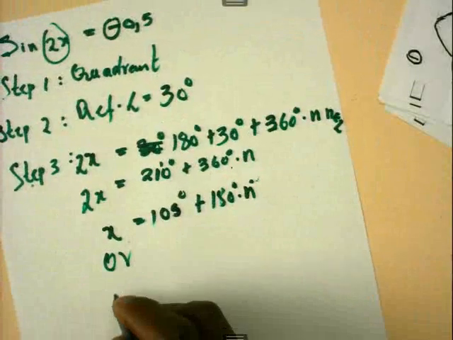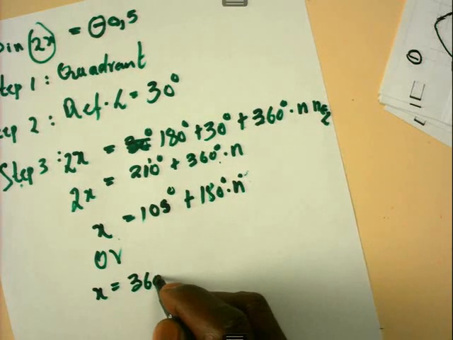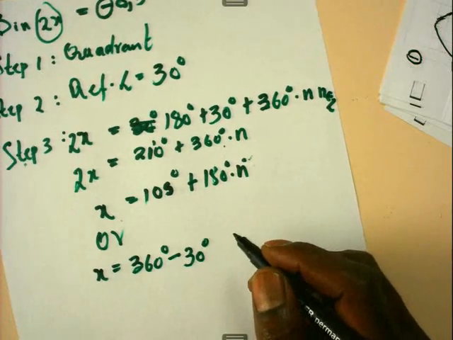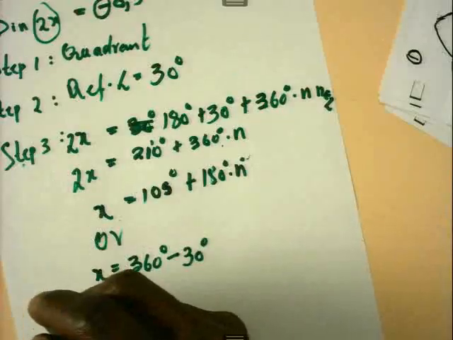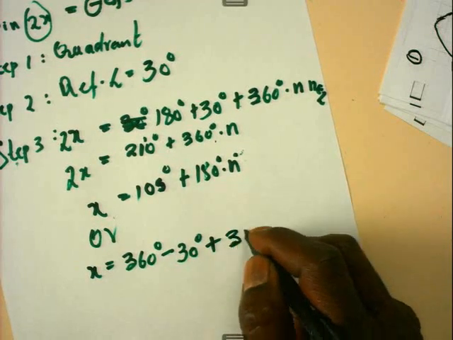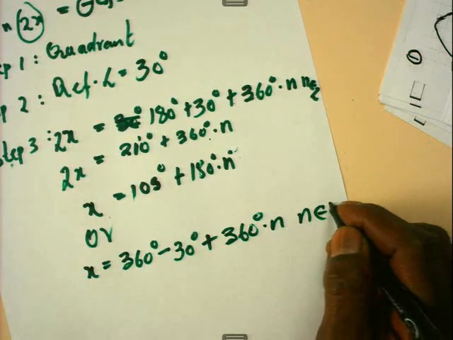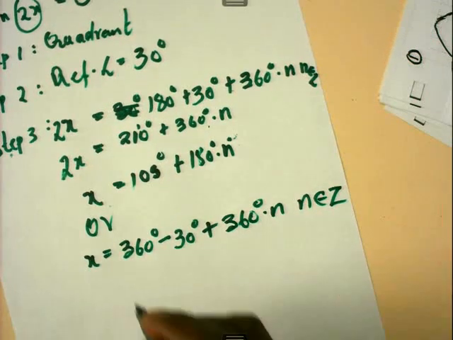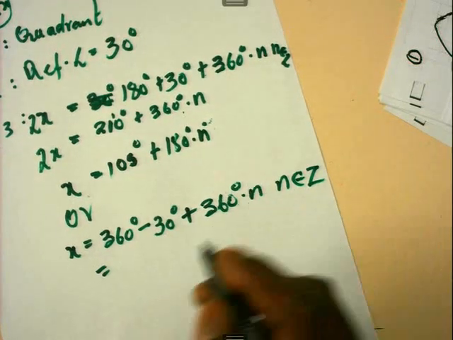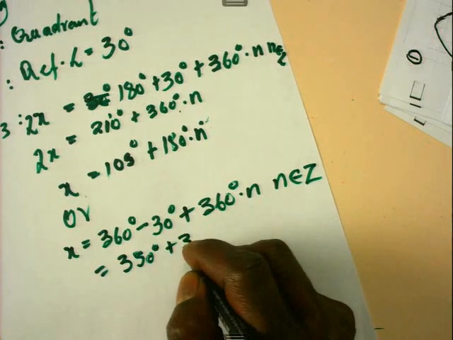And our x will be 360 degrees minus our reference angle, which is 30 degrees. Of course, we can rotate any number of revolutions, and therefore we'll say plus 360 degrees times n, n being an element of integers. And 360 minus 30 will be 330 degrees plus 360 degrees times n.